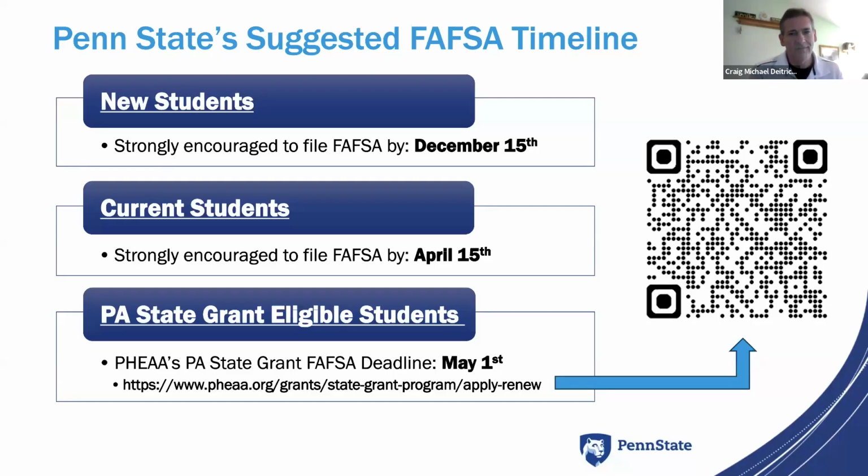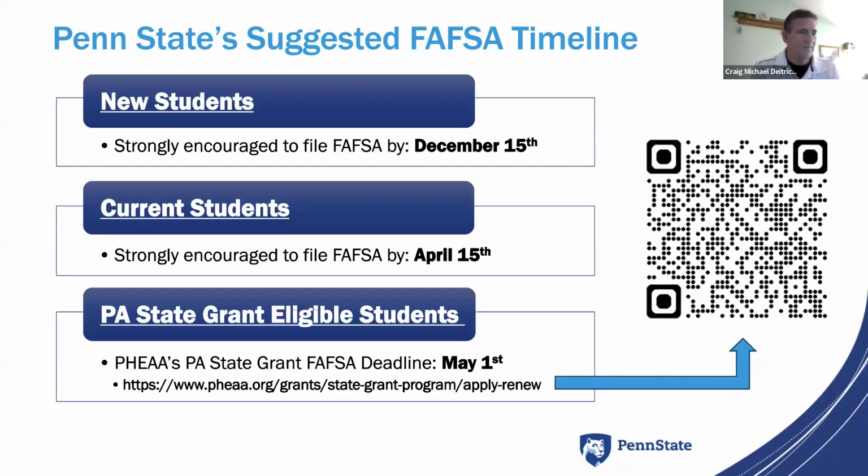If you file a little after that, that's probably okay, but you definitely want to make sure you have it filed by the end of January, and you'll see why. Again, try to get it done by the end of the calendar year. You know you're set to go. For current students, the recommended filing deadline is April 15th. The awarding timeline for continuing students is a little different, and we'll talk about that in a little bit.